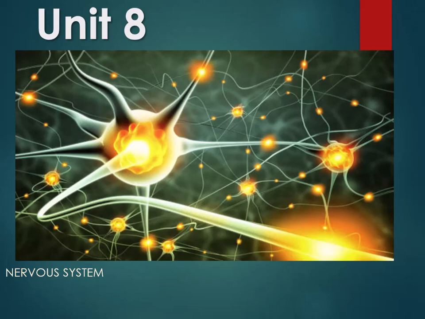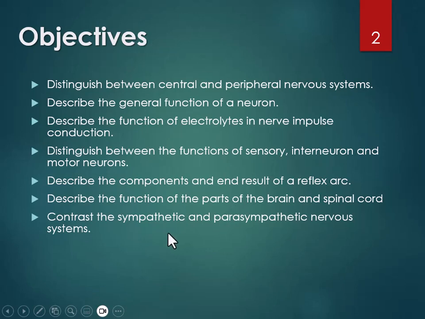Hi everybody, welcome to Unit 8, the nervous system. We're going to talk about the central and peripheral nervous system, the general functions of a neuron, how electrolytes are used for nerve impulses, the difference between sensory, interneuron and motor neurons. We're going to talk about reflexes, the parts of the brain, the parts of the spinal cord, and compare the sympathetic and parasympathetic nervous systems.